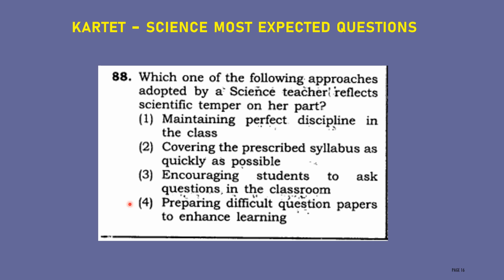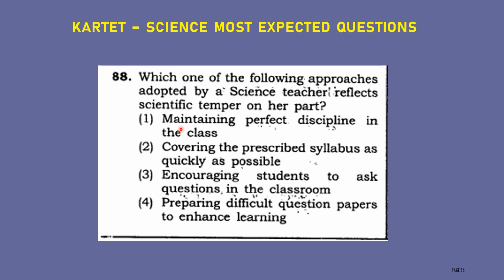Next question, which one of the following approaches adopted by a science teacher reflects scientific temper on her part? Which of the following she has to adopt to show scientific temper, means how she can make the student understand the science topic. Which option is very important, they are asking the question. Option A, maintaining perfect discipline in the class. If she maintains perfect discipline in the class, they will not even open the mouth, they will not raise the hand to ask the question.